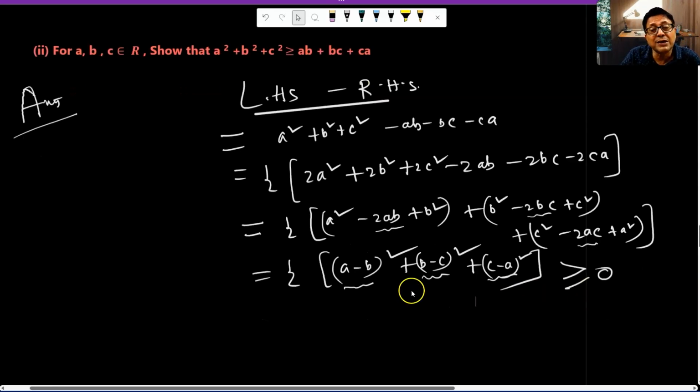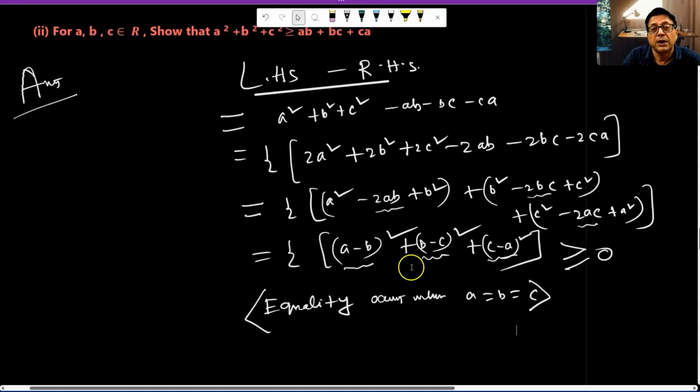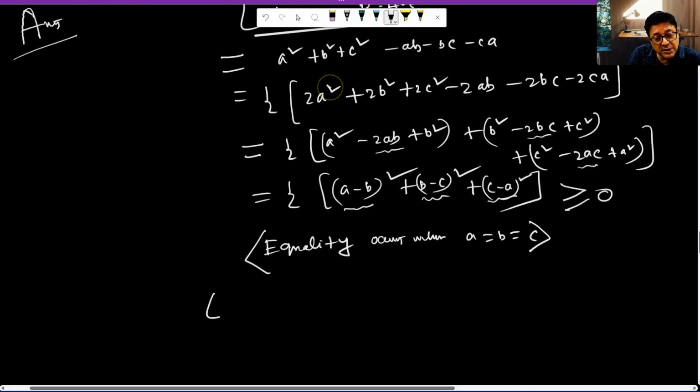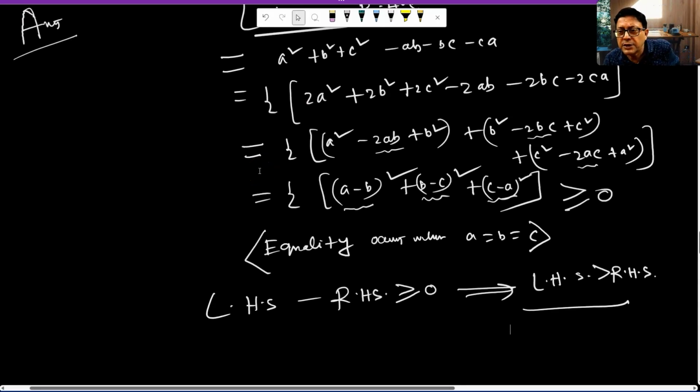Under what condition does the equality sign occur? Equality occurs when A equal to B equal to C. Now you got LHS minus RHS. This implies LHS is greater than or equal to RHS. Clear? It is proved.